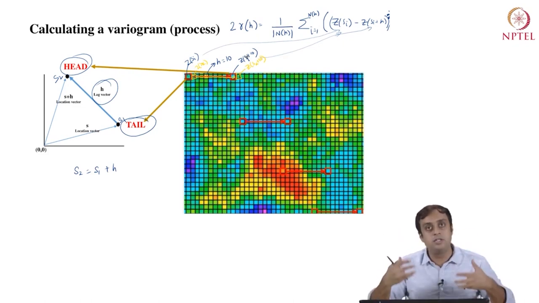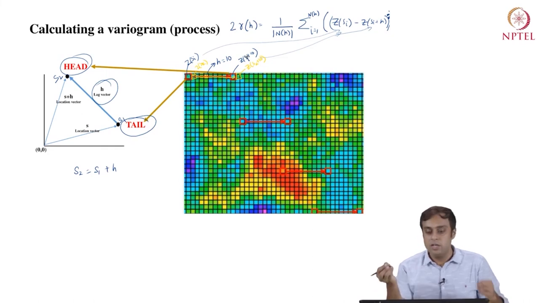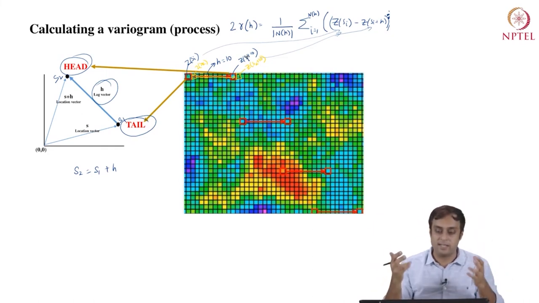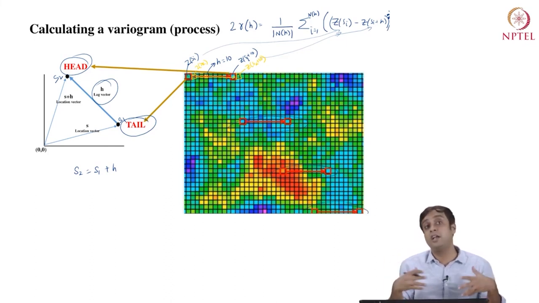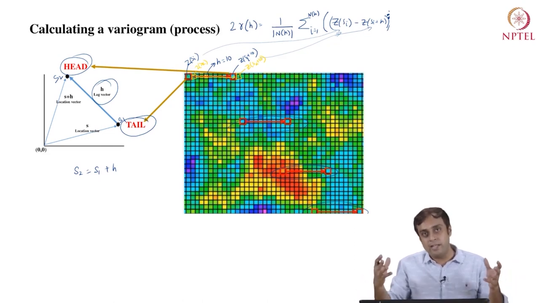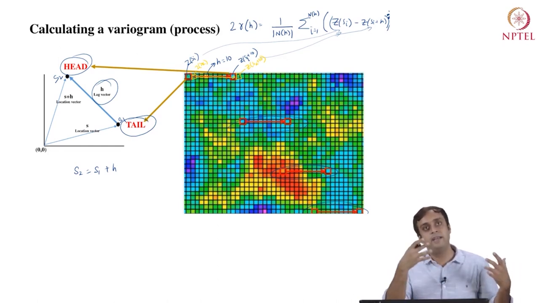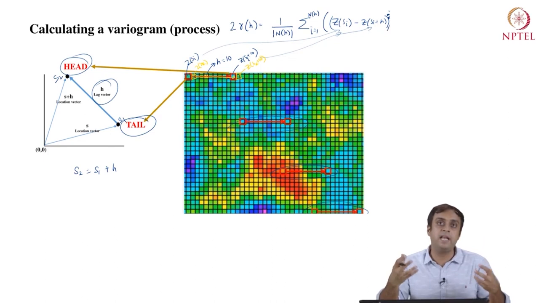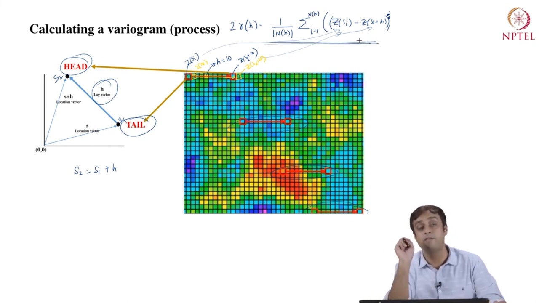Using these unique values, you collect them in a set called the set N(h). So we can collect all these pairs that are separated by the lag vector h. You can imagine there will be very many such pairs. For these pairs, we define the neighborhood set N(h), and with these data and the set definition, we can evaluate the experimental variogram 2 gamma for a given value of h.